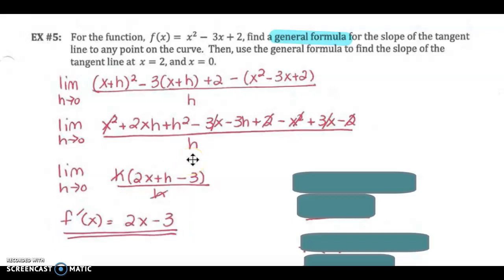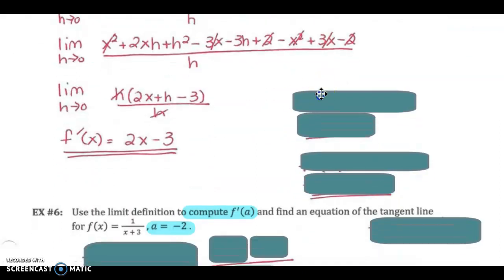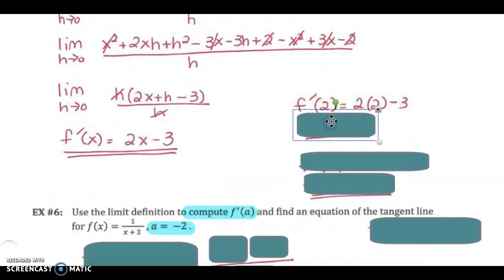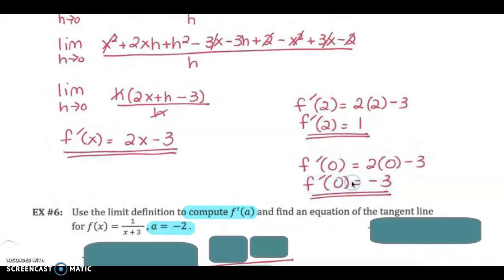Okay, now we want to use that general formula, this one right here that we just found, and plug in 2 and then plug in 0. So when it's 2, we get f prime of 2 is 1. And when it's 0, we get negative 3. So those are your answers for this.